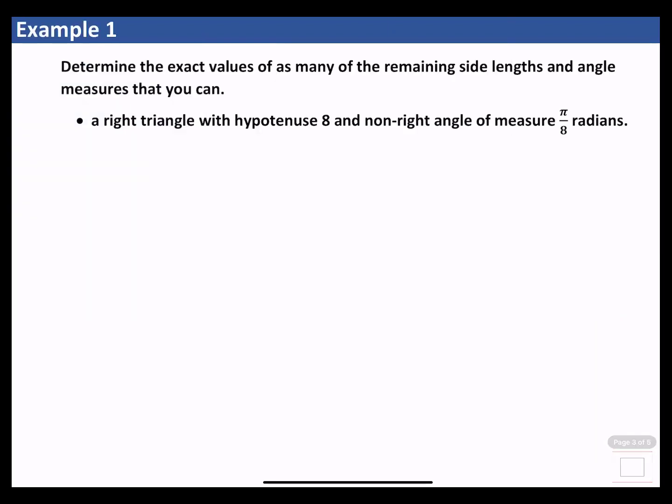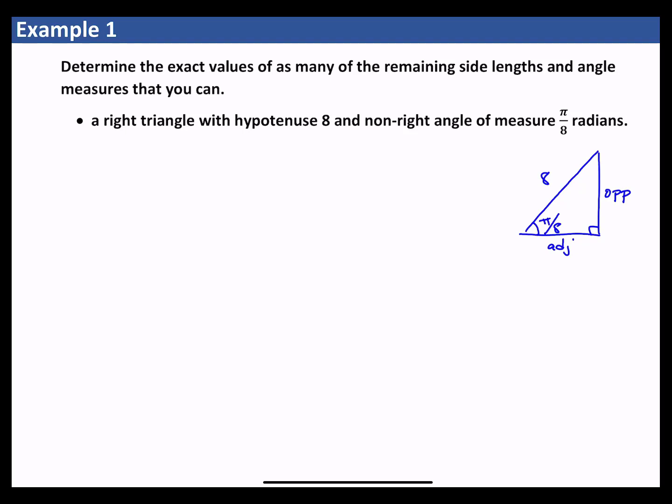So our first example, we're going to determine the exact values of as many of the remaining side lengths and angle measures that we can. We have a right triangle with a hypotenuse of 8 and a non-right angle of measure pi over 8 radians. So we'll draw our right triangle. Let's call this angle pi over 8, and we know the hypotenuse is 8, so we have our adjacent side to our angle and our opposite side.